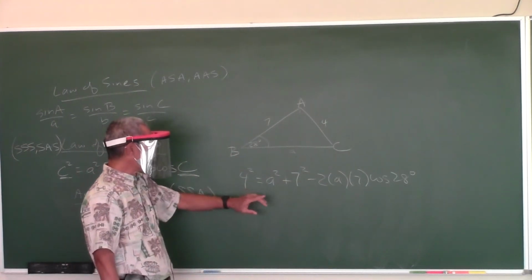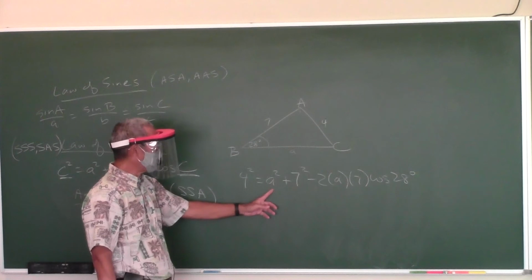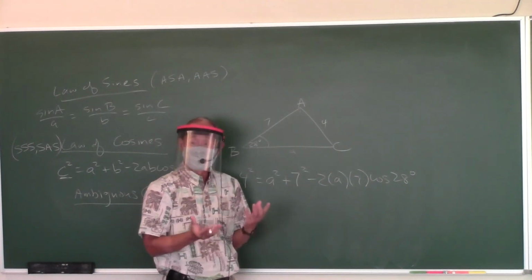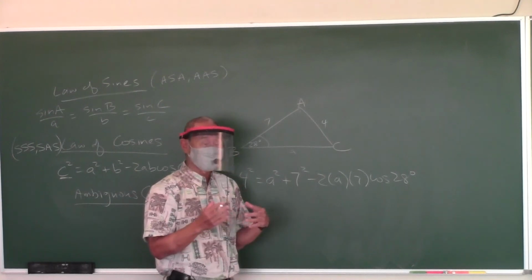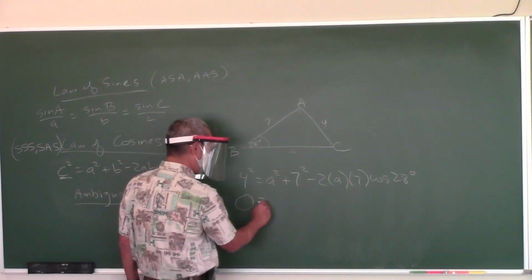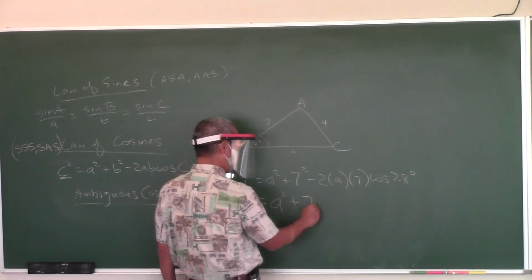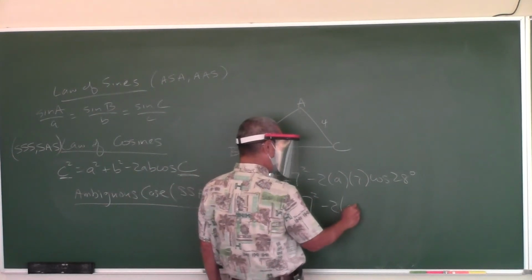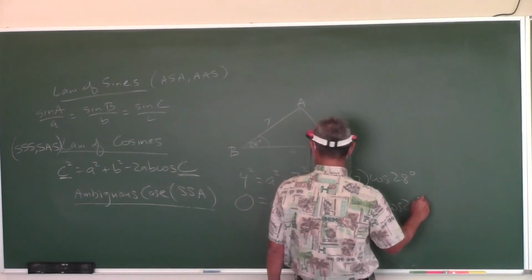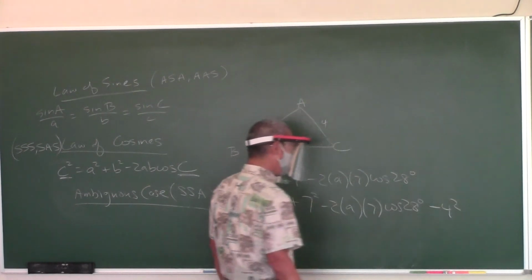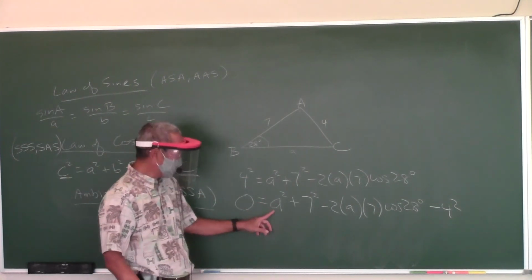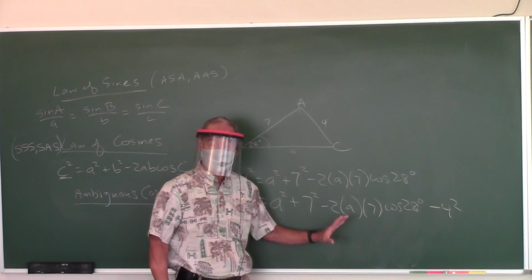What kind of equation is this? Look, you got a squared and you got a. This is a quadratic equation. How do you solve any equation on your calculator? You make one side 0: a squared plus 7 squared minus 2a7 cosine of 28 degrees minus 4 squared. Graph that on your calculator. Of course, when you punch it in, you punch an X in, don't punch an A.